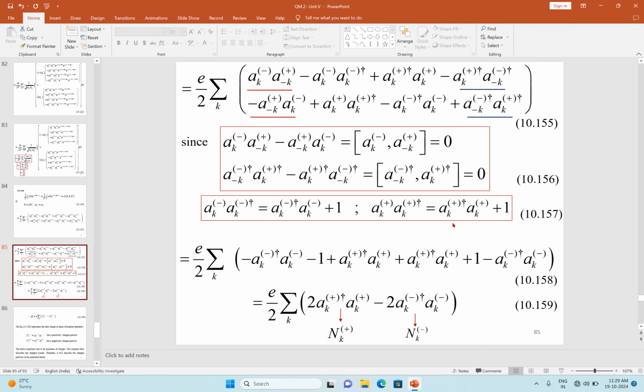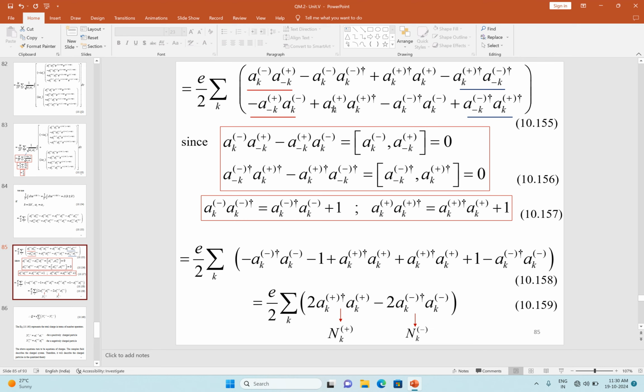So we are going to substitute for this term as this one, and already one minus is there. So I am going to write this term as minus of minus. Here you have minus. The same term I have written as minus ak minus dagger, ak minus, instead of plus 1, minus exists. So that's why I have written minus 1 here. The next term I have written as it is.